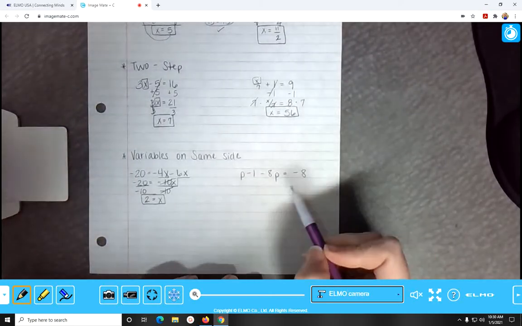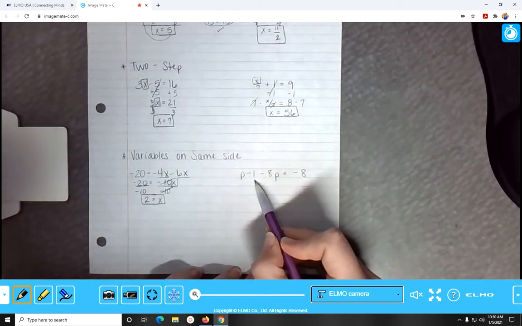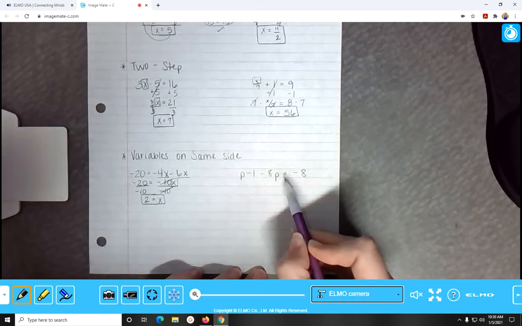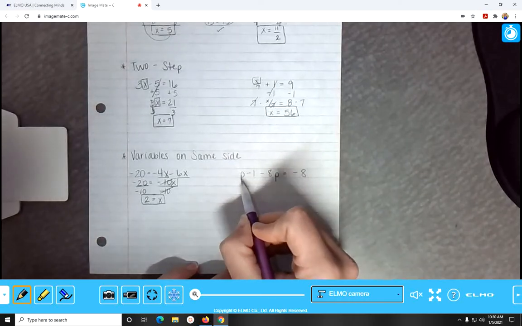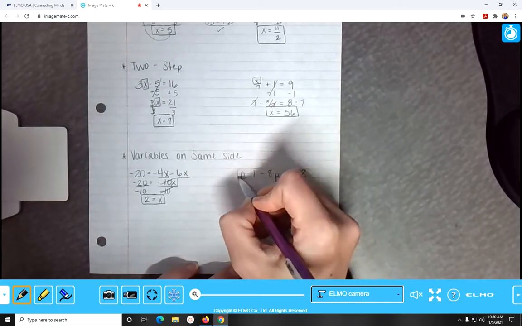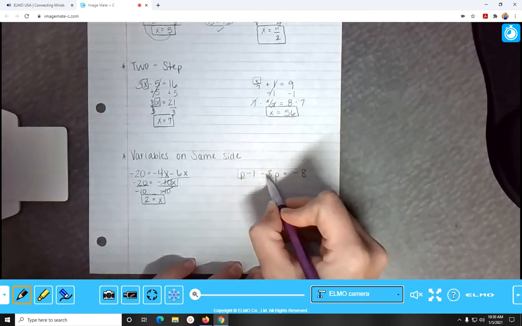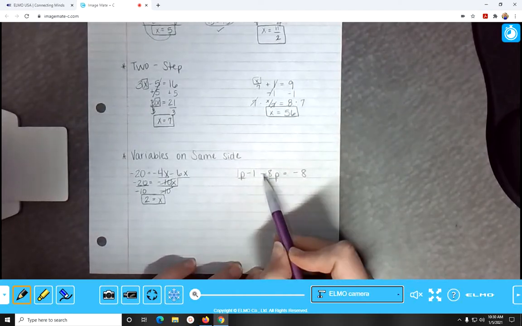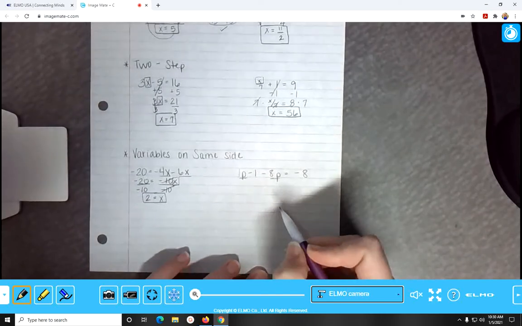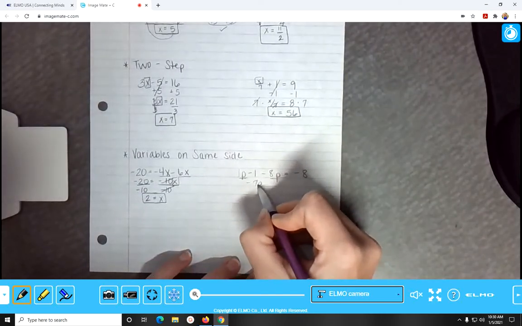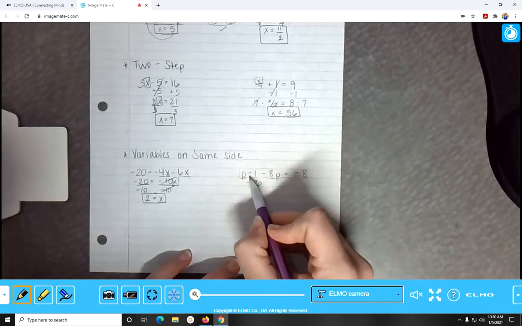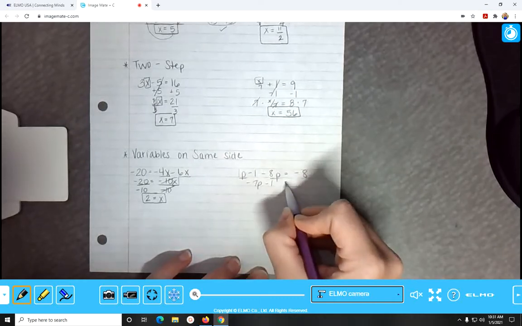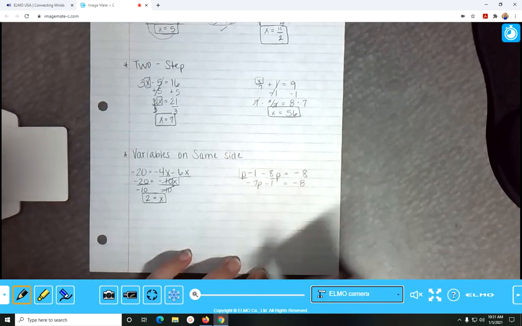Okay, the next problem says p minus 1 minus 8p equals negative 8. So here are our like terms. We have a p or a 1p. You can imagine an understood 1 being in front, and a negative 8p. So we need to combine those. A positive 1 and a negative 8 make negative 7, so this will be a negative 7p. Then we also have this minus 1 in here equals negative 8.